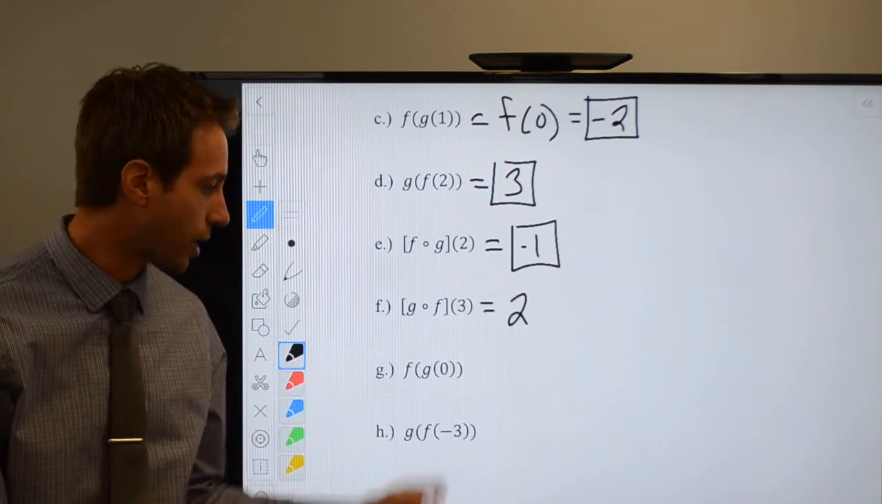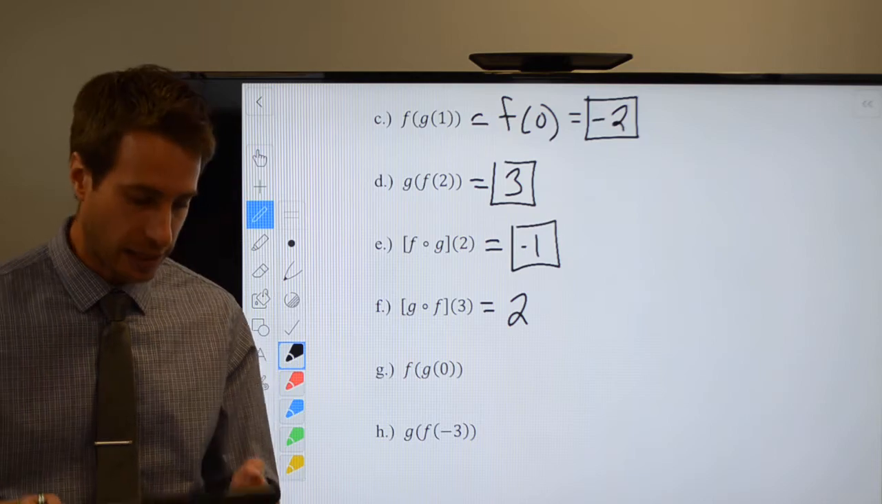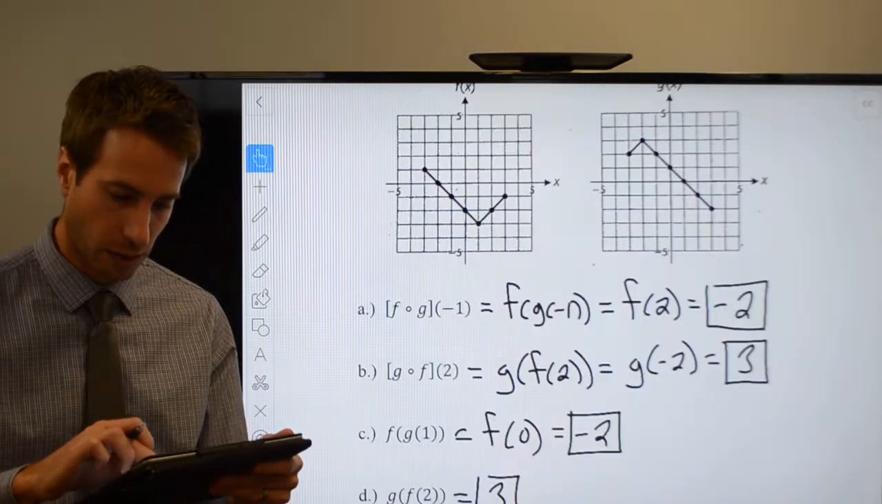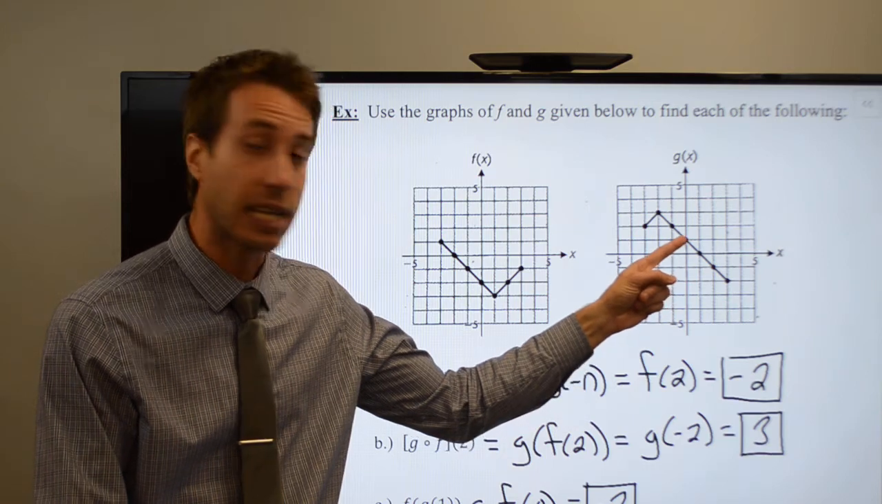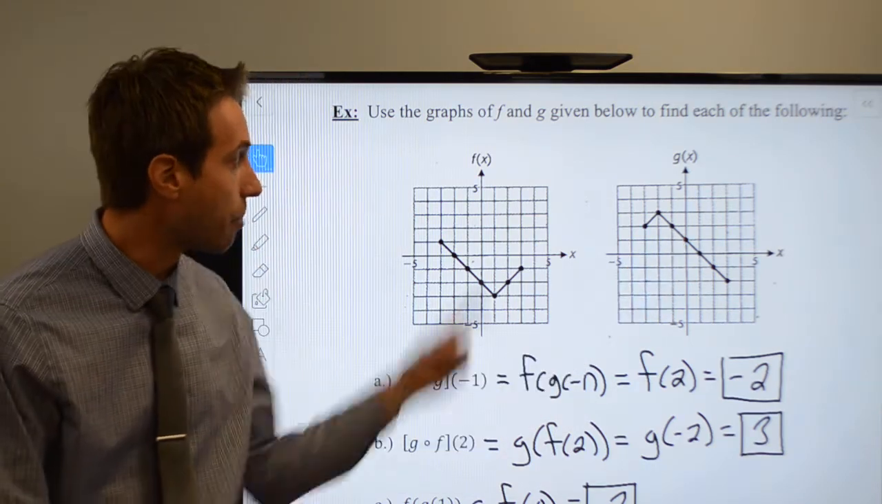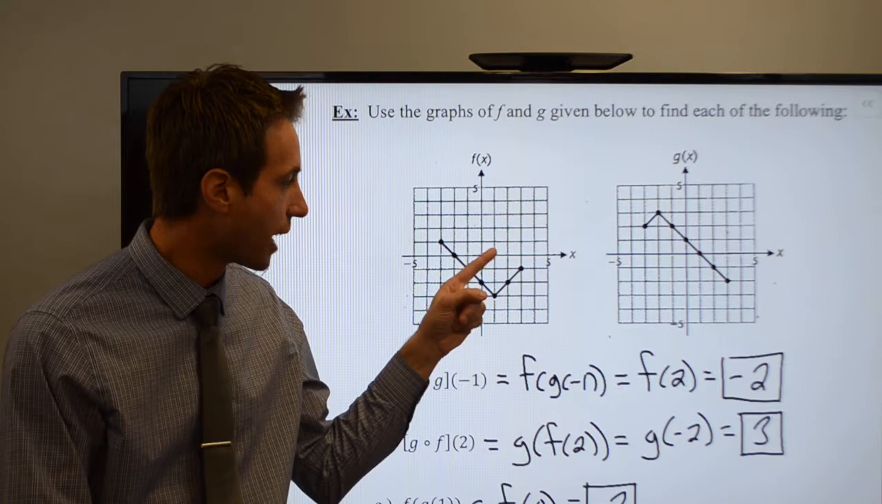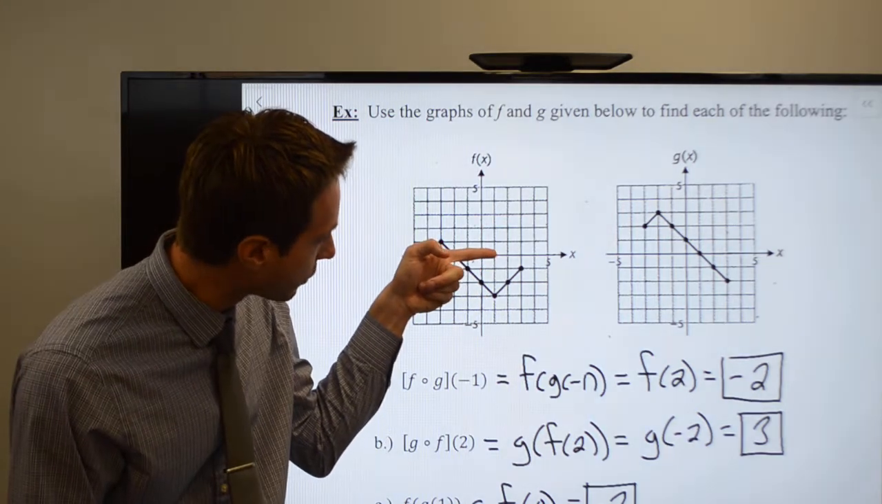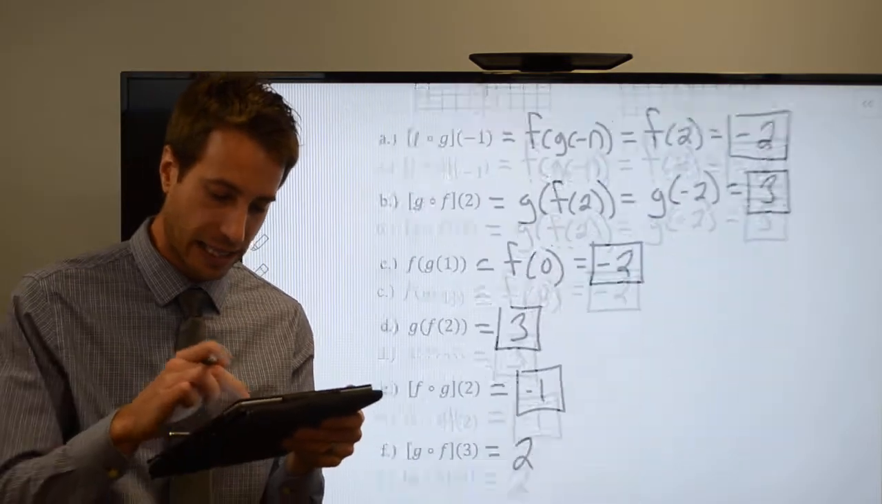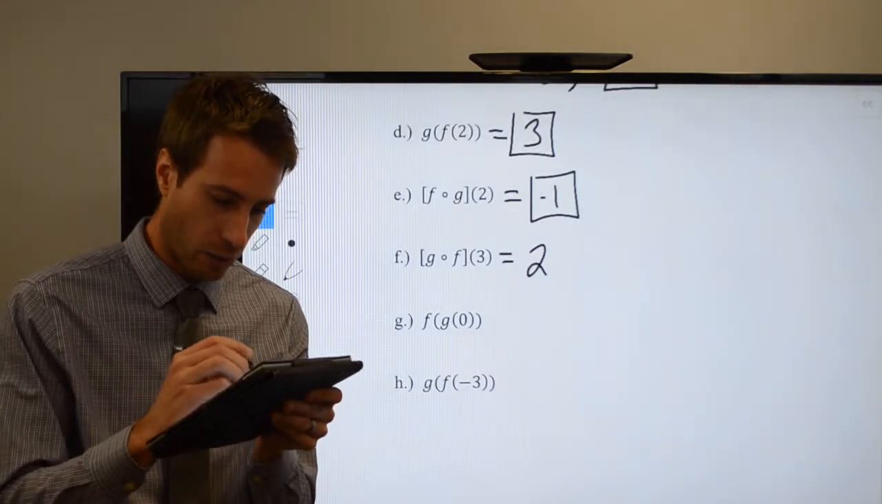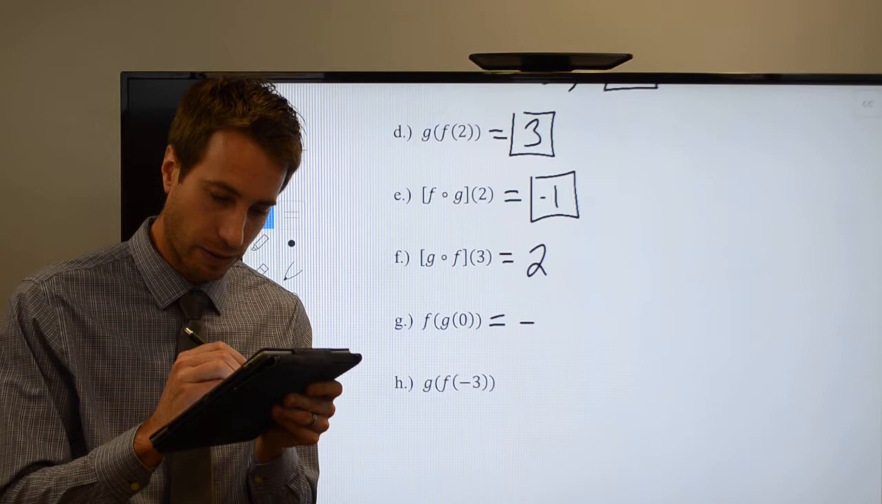Let's do the next one. I need to plug a 0 into g. Here we go. Plug a 0 into g, g gives me back a +1. I bring that over to f. I go to +1, f gives me back -1, -2. F gives me back a -3. So we get -3.